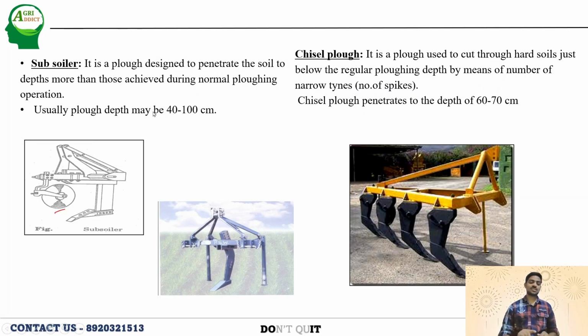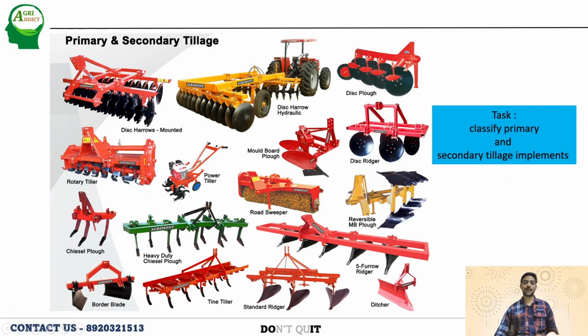Subsoiler. This can go to a greater depth because of its structure, its large capacity, and the way it is manufactured. We say the subsoiler can go to a larger depth, that is 40 to 100 centimeters. And the chisel plow goes 60 to 70. The difference is the number of spikes. Here one is given only, here usually 4 spikes. It is also used to break the hard pan.